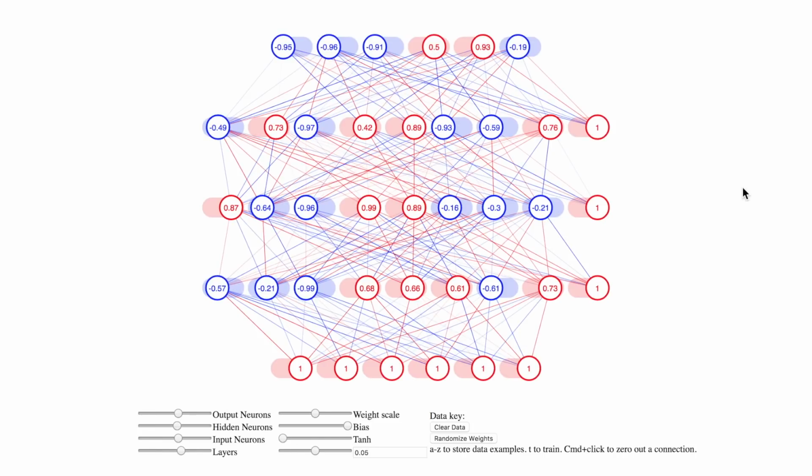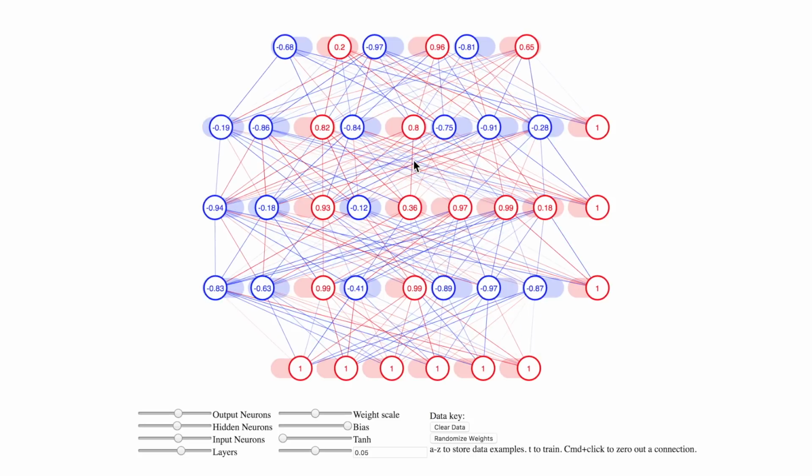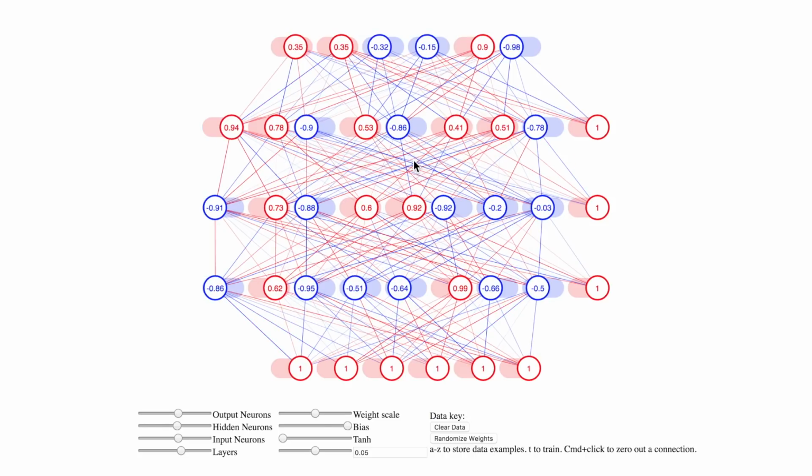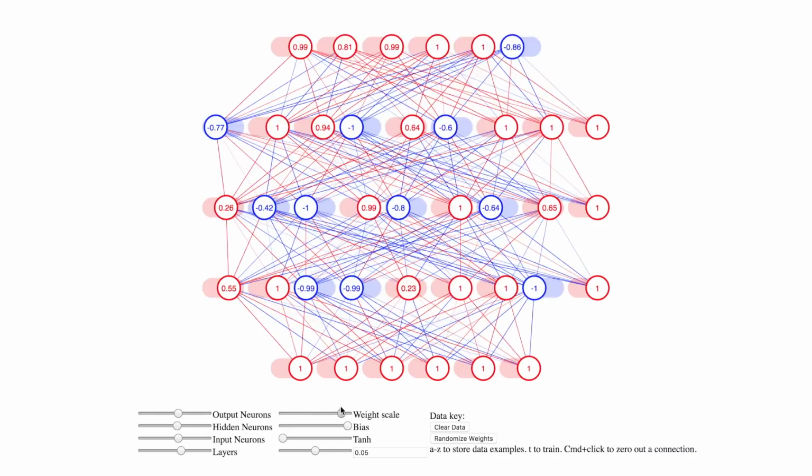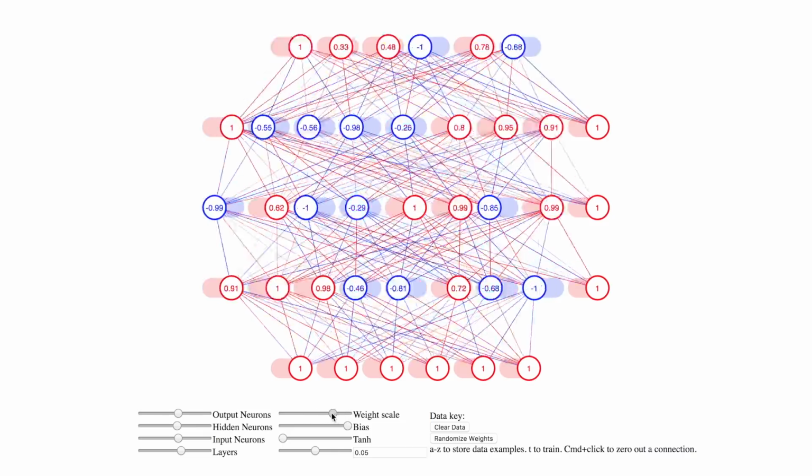Okay, so let's look at one more thing here, which is kind of just fun to see. I refresh the page, and you're going to get a random network to start with. Now, if I change this weight scale, it changes the range that the random weights are drawn from.